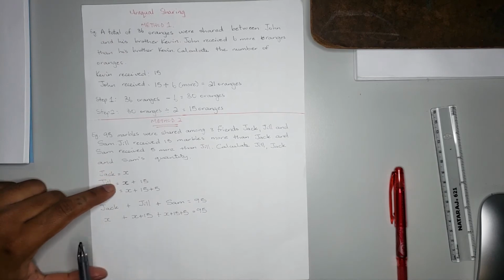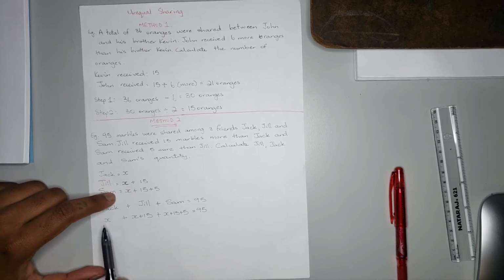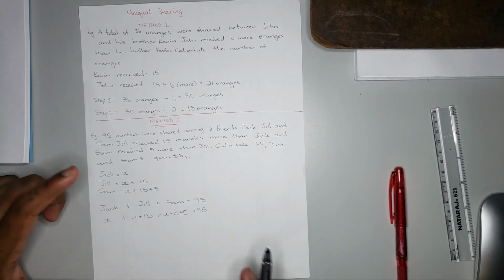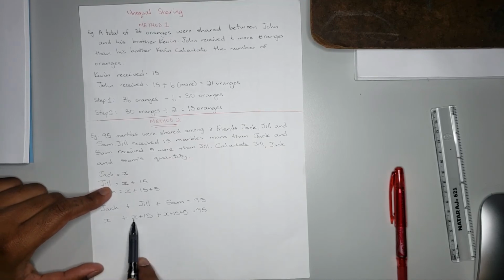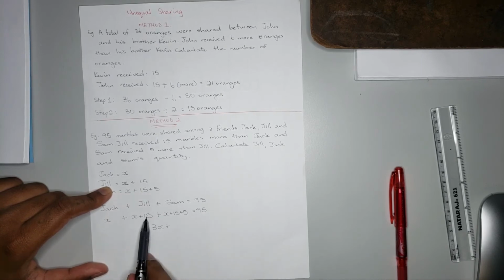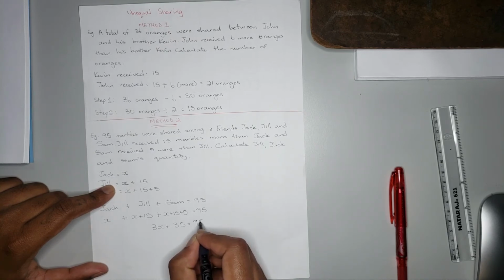For example, 1x plus 1x is 2x, 2x plus 1x is 3x. It is the same as saying 1 apple plus 1 apple plus 1 apple. 1 apple plus 1 apple is 2 apples, 2 apples plus 1 apple is 3 apples. Same concept. So we know 3x, plus 15 plus 15 is 30, plus 5 is 35. We have 3x plus 35 is equal to 95.